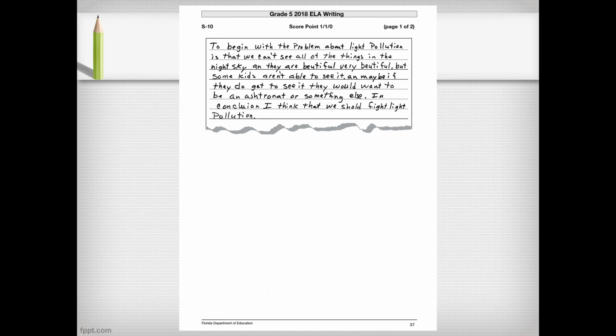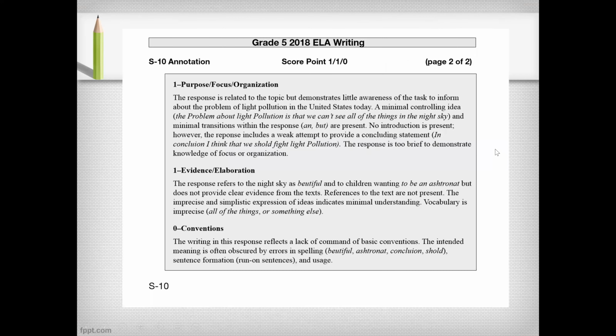So we're starting to notice that sometimes when responses are super brief, it is going to affect that score point because you're not able to see enough evidence to really determine balance of evidence, really see elaboration or any of those elements. You'll notice that that first sentence is a very lengthy run-on sentence. And within this very short response, there is really that lack of command. So the intended meaning is often obscured by errors in sentence formation and usage. Because this response is so short, remember it's density versus severity. So the lack of amount of writing in this case is going to make it a little easier to drop it in conventions much faster.